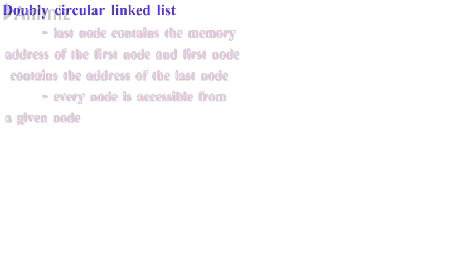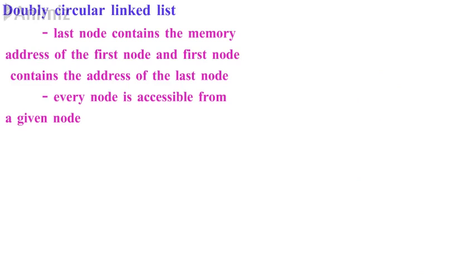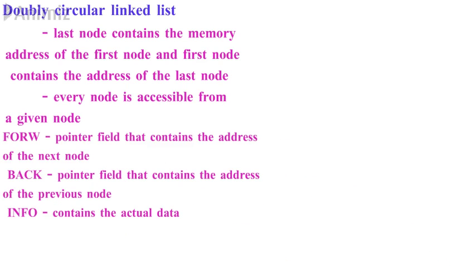Now it is the doubly circular linked list. A doubly circular linked list has all the features of a doubly linked list. That is, each and every node will contain information with 2 pointers. One pointer will have the address of the previous node. The other pointer will have the address of the next node. And you will have the information, the actual data that is present.